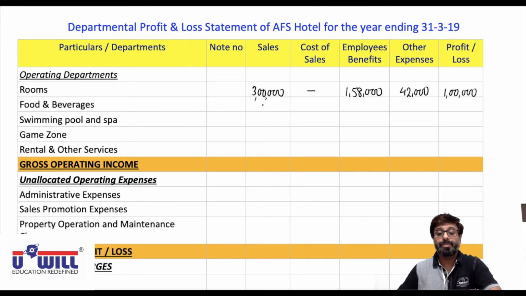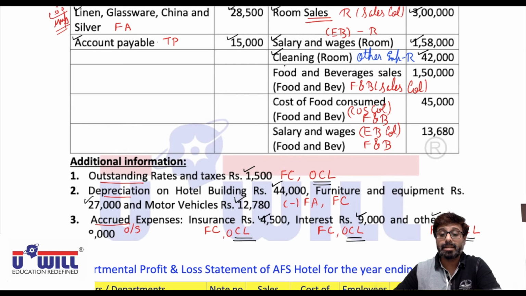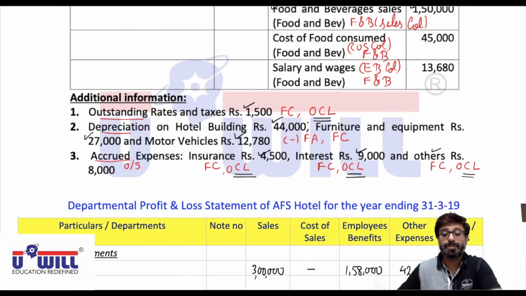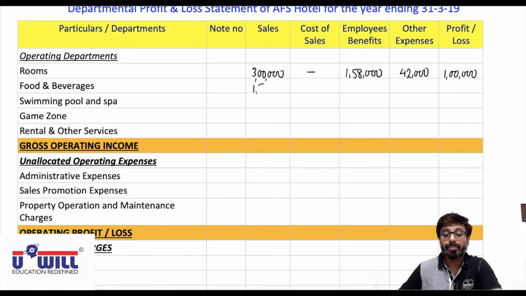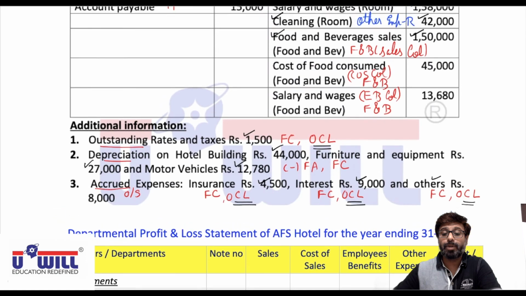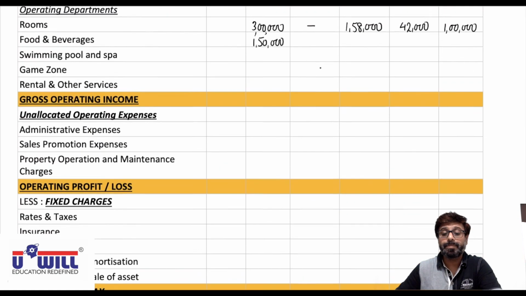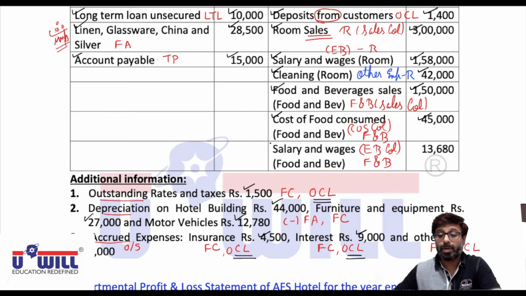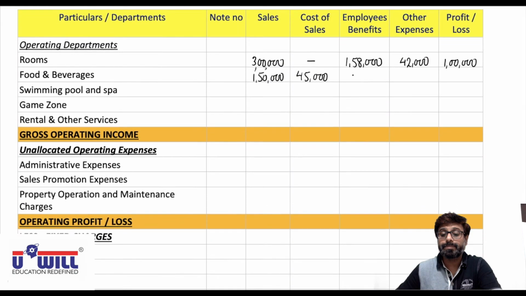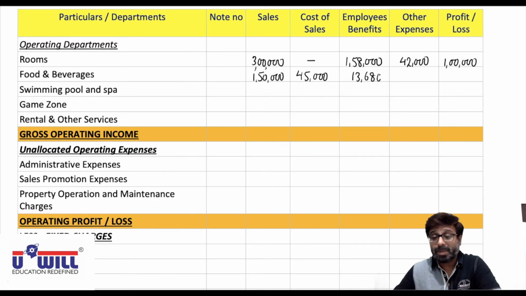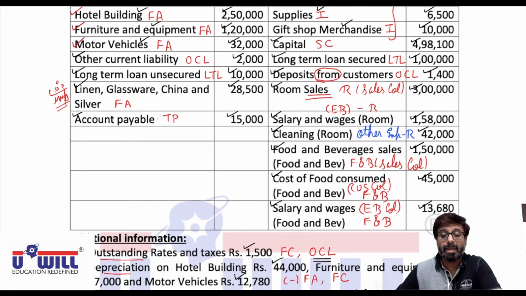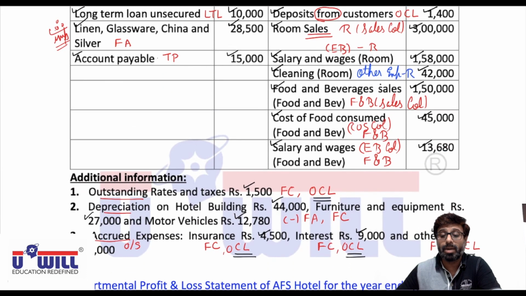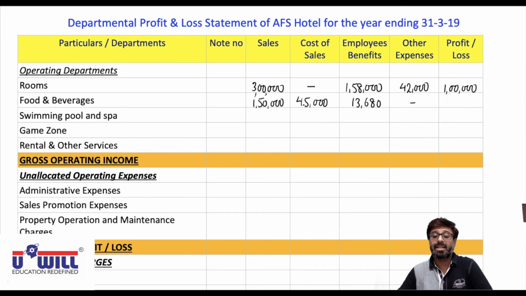Then food and beverages now. For the sales of food and beverages, you all can see here. Food and beverages sales are 1,50,000. Cost of sales also we have for food and beverages 45,000. Employees benefit also salary and wages we have for food and beverages 13,680. Other expenses of food and beverages we don't have. There is no item marked in other expenses. We marked in a different ink. We don't have it. So 1,50,000 minus 45,000 is 1,05,000 minus 13,680. So 91,320. All of you verify that in the calculator.